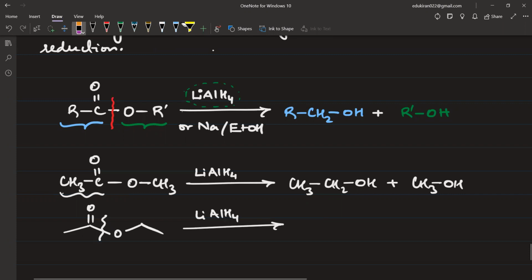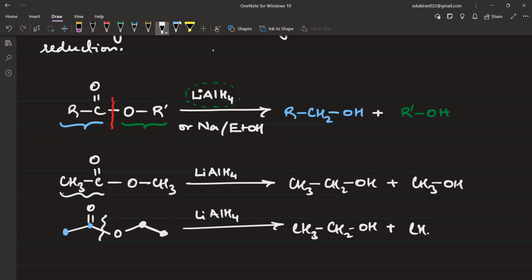How many carbons are we having here? We are having two carbon atoms. So this will be what? CH3CH2OH plus. Here also we are having two carbon atoms. So this will also be CH3CH2OH.